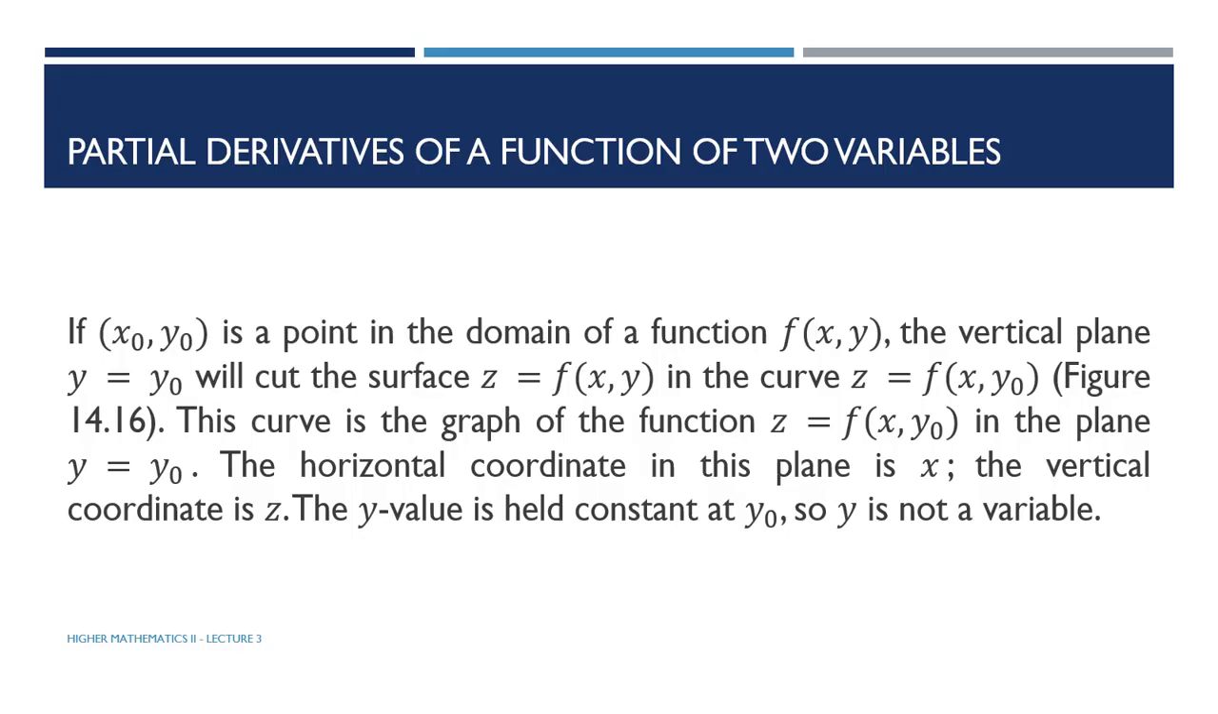If the point x0, y0 is a point in the domain of a function f of x, y, the vertical plane y equals y0 will cut the surface z equals f of x, y in the curve z equals f of x, y0. This curve is the graph of the function z equals f of x, y0 in the plane y equals y0. The horizontal coordinate in this plane is x. The vertical coordinate is z. The y value is held constant at y0, so y is not a variable.